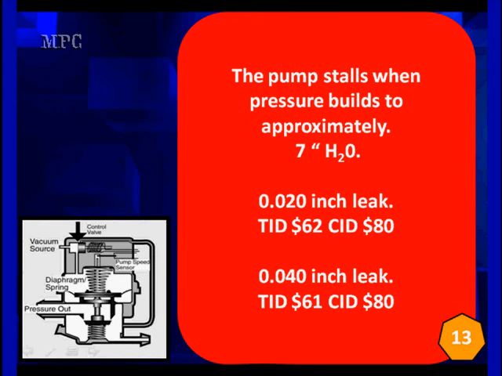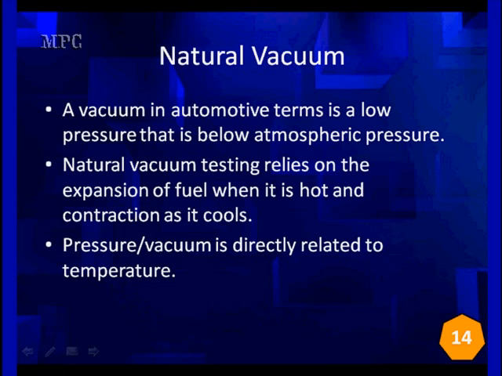If the pump stalls when the pressure builds to approximately 7 inches, everything is fine. Then we're going to see if it'll hold. If it doesn't hold very long, it sets a TID 61, SID 80, 40,000 leak. If it holds for a little while, but not as long as it should, it sets a TID 62, SID 80, 20,000 leak. If it doesn't leak down, it passes and we're done. So all of those things work normally.